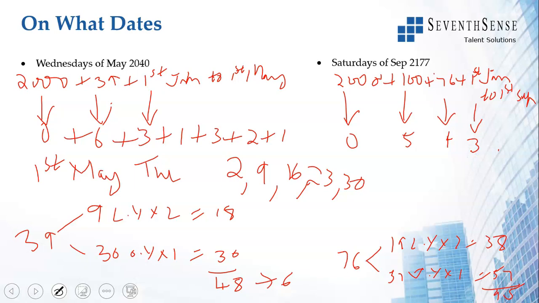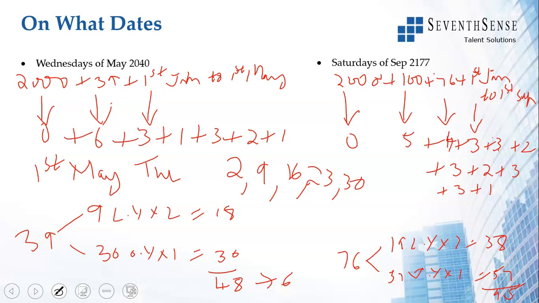It's not a leap year, so Feb is 0. March is 3. April is 2. May is 3. June, July, August, and 1 of September. So 5 plus 4, 9, 12, 15, 17, 20, 25, 28, 29. 29 by 7 is remainder of 1 odd day. So 1st September 2177, 1st September is Monday.